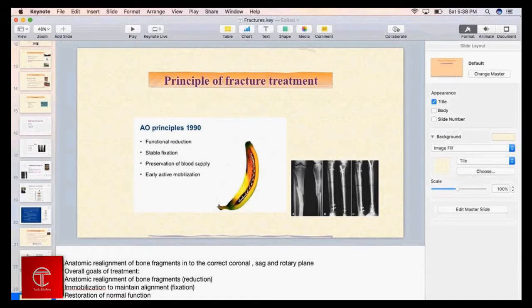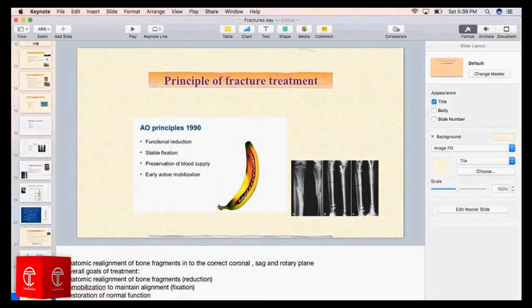Now we move on to the important part, the principles of fracture treatment. These are the 4 principles of fracture treatment advised by the Association for the Study of Internal Fixation right from 1990. One is functional or anatomical reduction as the first step. So whenever you get a fracture, you reduce it back to its anatomical position. That is functional or anatomical reduction. The second step is stable fixation. So you make the fracture a stable one so that it will heal by primary intention.